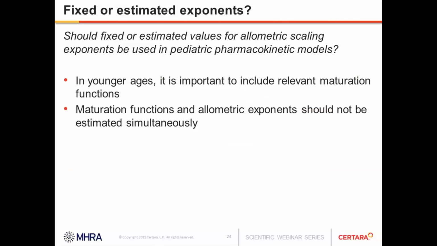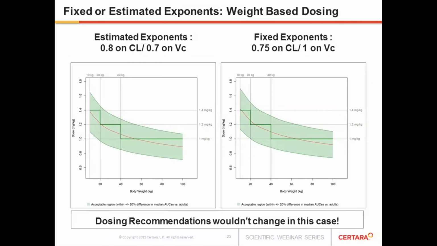And the last couple of points about when using these estimated exponents is that in younger ages, of course, it's important to include relevant maturation functions, and that when developing the models, the maturation functions and the allometric exponents should not be estimated simultaneously. I'm now going to hand back over to Nastya to provide some examples of how these were performed.